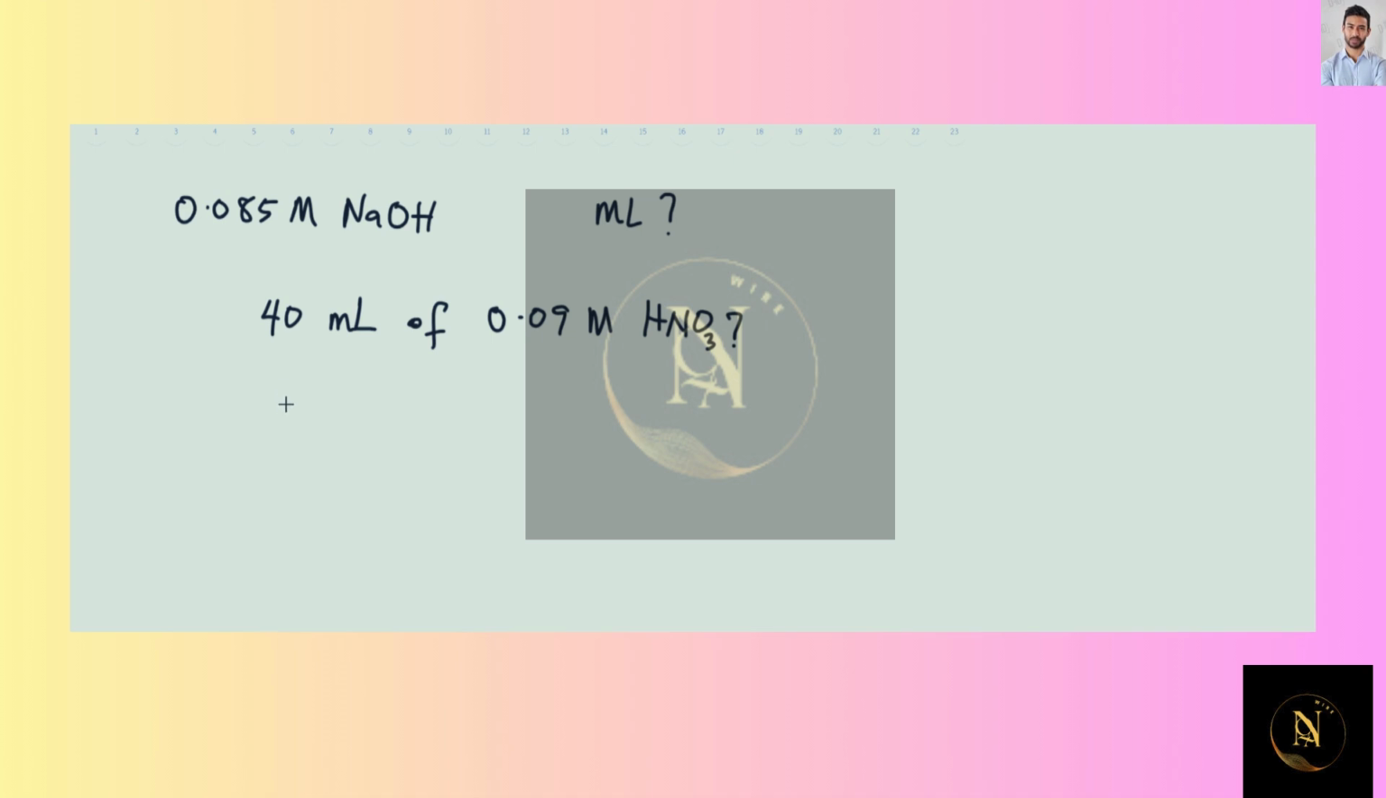Okay, so what we can do now is to write out the equation first. We know HNO3 can react with sodium hydroxide to produce sodium nitrate and H2O. So from this, we know the coefficient of reaction is 1:1, or the mole ratio of the reaction to one another is 1:1.